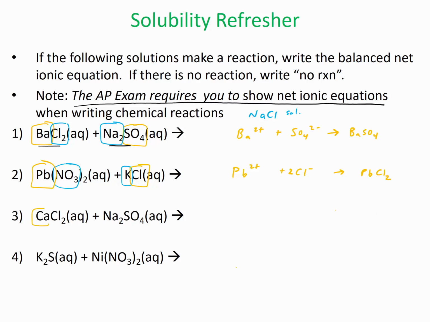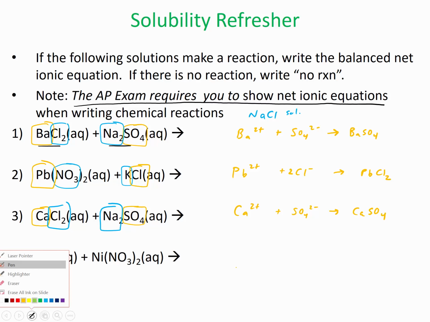So let's switch them again. So calcium sulfate and sodium. So this is going to be Ca2 plus and SO4 2 minus. So that will make calcium sulfate, which is a solid. And on the last one, we have these two possibilities. So on this one, we have potassium nitrate, which is going to be soluble.